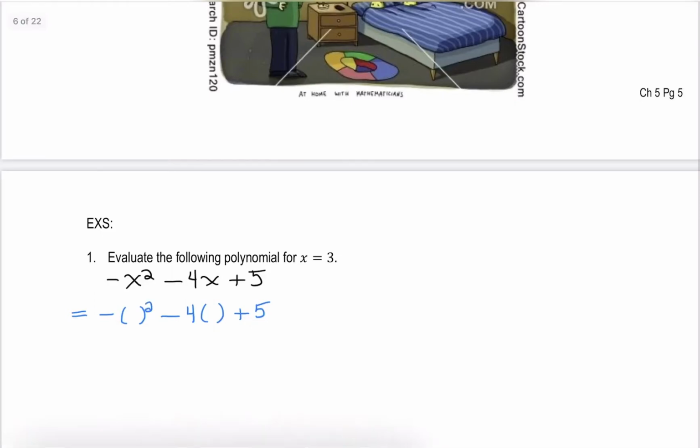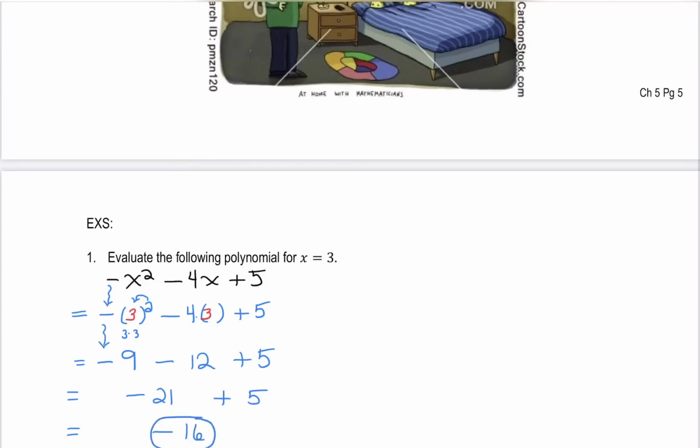So that's of particular importance to focus on in that first term, because we need to recognize that the 2 only applies to the 3. So that negative was never part of the squaring on that first term. So this is -9. And then the second term, we have a little multiplication we can take care of there, -12, and then plus 5. So adding up, taking the sum on those two negatives, we get -21 plus the 5. And then different signs, take our difference, and that would be -16.